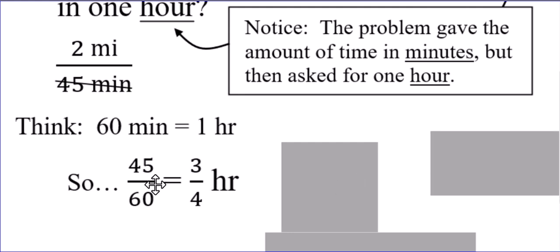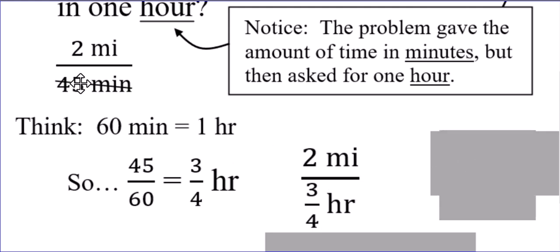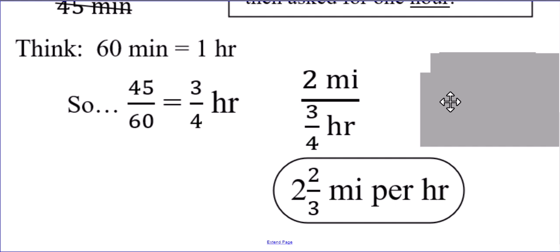If you hit your division key, which is what you've probably been in the habit of doing on all these guided notes so far, you would get 0.75. And I apologize that I don't have that typed up here on this page, but that's the same thing. 3/4 of an hour is the same as 0.75 hours. So instead of 2 miles over 45 minutes, you're going to change those 45 minutes to 3/4 of an hour. So now it's 2 miles over 3/4 of an hour. And again, if you wanted to do 0.75 hours, that would be the same. Divide in your calculator, and you're going to get 2 2/3 miles per hour.